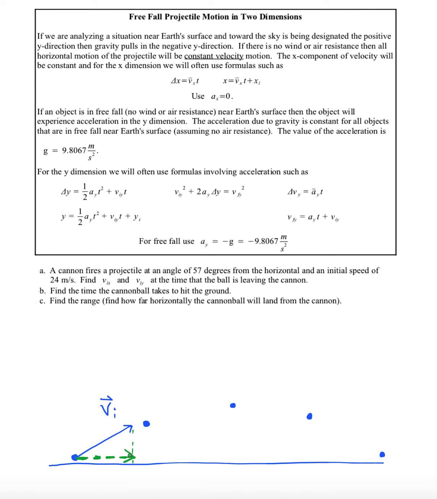But oftentimes I'm going to draw components as dashed arrows, just to differentiate them from the original velocity vector. Don't want to get them confused. Let's label it VIX. Now we'll trace the arrowhead over to the vertical and create for ourselves a vertical arrow, which will be called VIY.